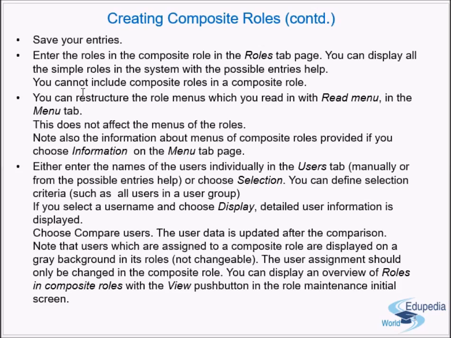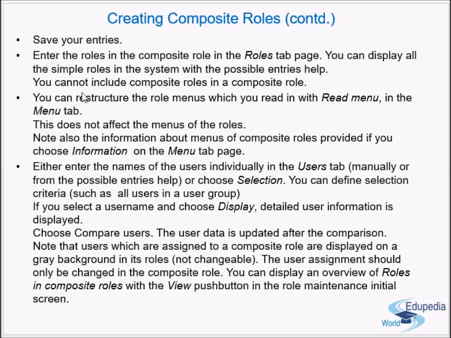So here we have to take care only about three things: the role menu, the users to which the composite role has to be assigned, and the single roles which the composite role contains. For a single role, if you remember in the last video, we defined the user menu, then selected the authorizations, generated a profile, and then assigned the users. In this composite role we also have a user menu tab, where you can change certain things. This will affect only the composite role, not the single role.